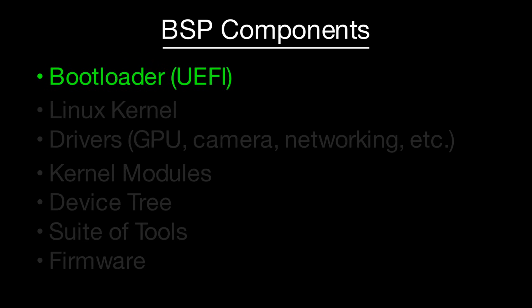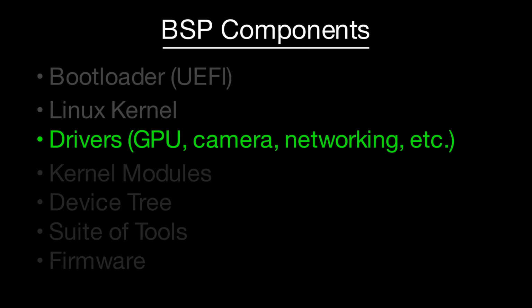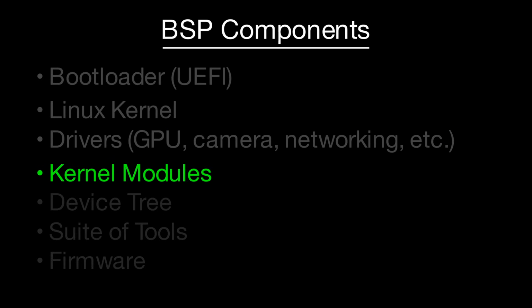There are a couple of acronyms for components you need to know before we start. The Board Support Package, or BSP, contains several components. The bootloader is responsible for initializing hardware and starting the operating system. The kernel manages system resources, hardware communication, and process execution. Drivers enable the operating system to interact with hardware components like GPUs and networking interfaces. Kernel modules are loadable extensions that allow the kernel to support additional hardware and features dynamically.